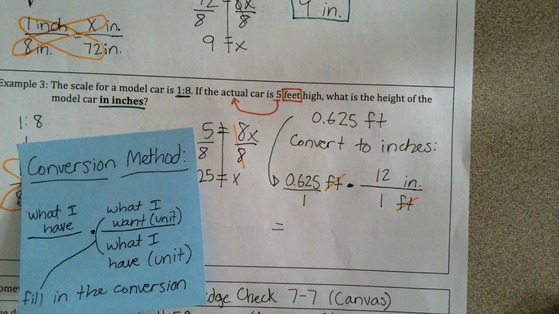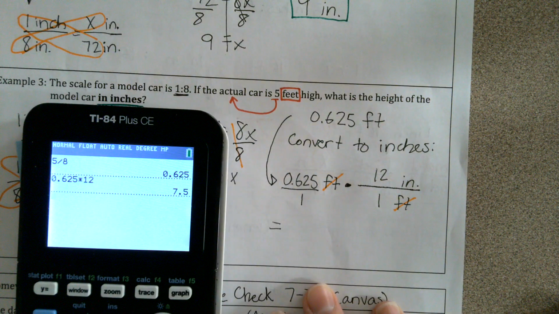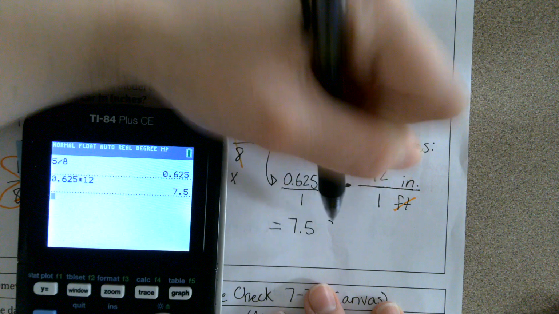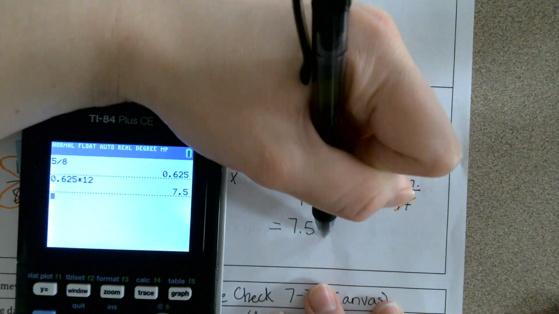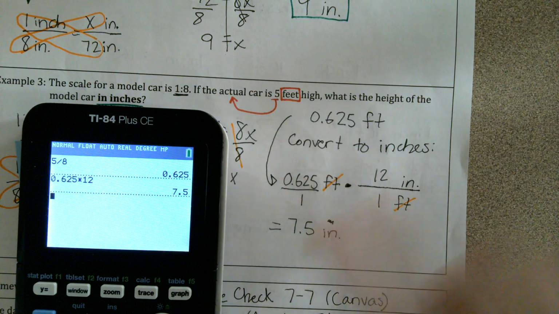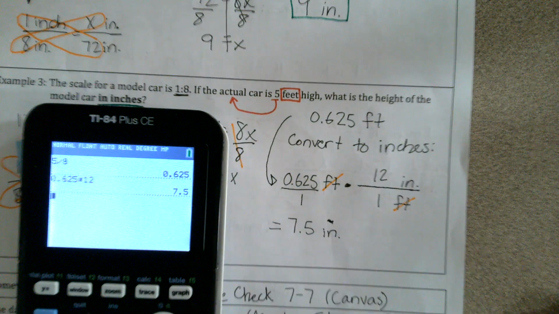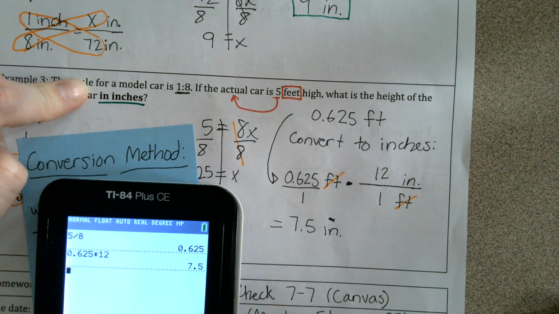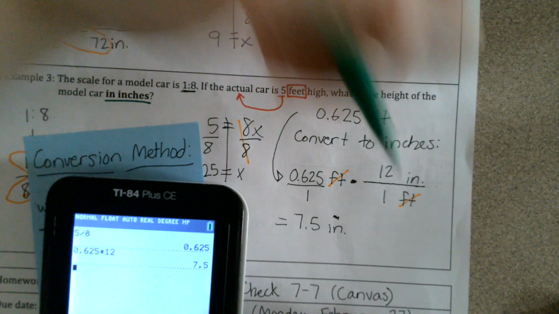0.625 times 12. We get 7.5 feet. Sorry, inches. I have been doing that all day. Inches goes on top because we got rid of feet. So inches is left. Do the math. You get 7.5 inches, which is what we wanted, the answer in inches. So now we are done.